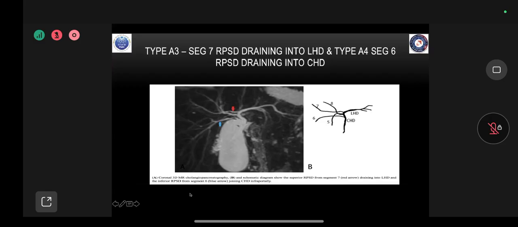So type 3 and 4 get more complex. You can see that the posterior sectoral from segment 7 is draining into the left here. And these are all actually 6 and 7 separate, and the 6 is joining below through the CHD. So suppose you are doing a transection at this level, you will encounter almost 3 openings which have to be identified and sutured individually.